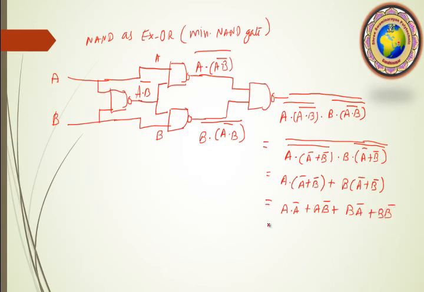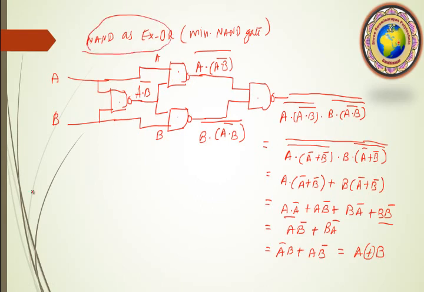Okay, so here the value is 0 and here it is also 0. So our final value is A B bar plus B A bar. Also you can write it the same way, A bar B plus A B bar, which is equivalent to A plus circle B. So these 4 gates minimum we can use to make NAND as an XOR.